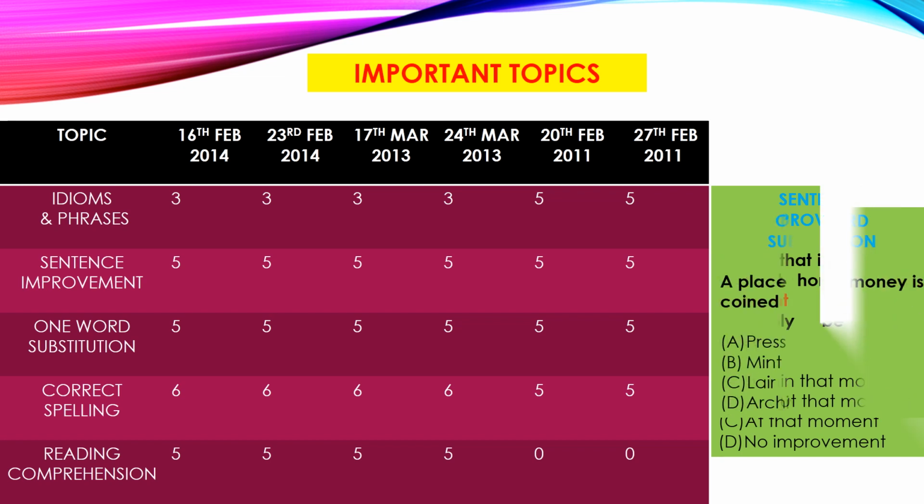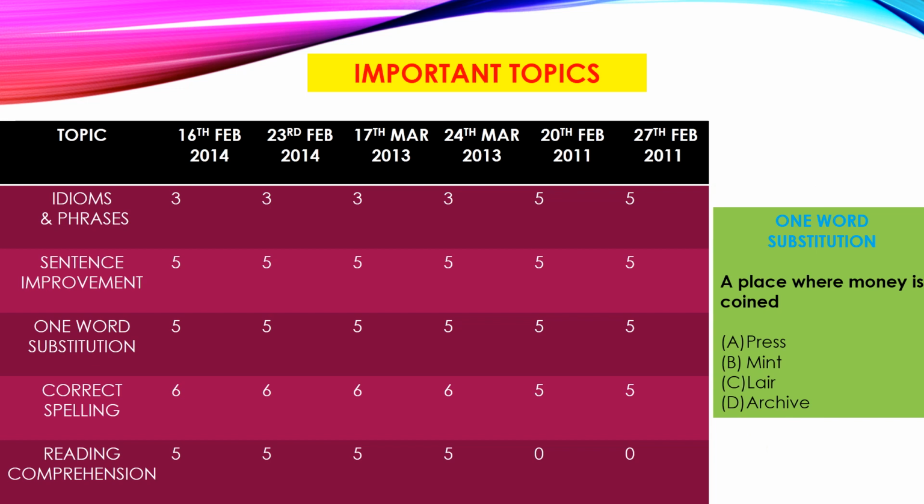One word substitution. In this type of question, a statement will be provided and 4 options will be given. You have to choose that option which exactly conveys the same meaning as that statement. For example, if the question is a place where money is coined, since it is said money is coined, our option will be option B, mint.